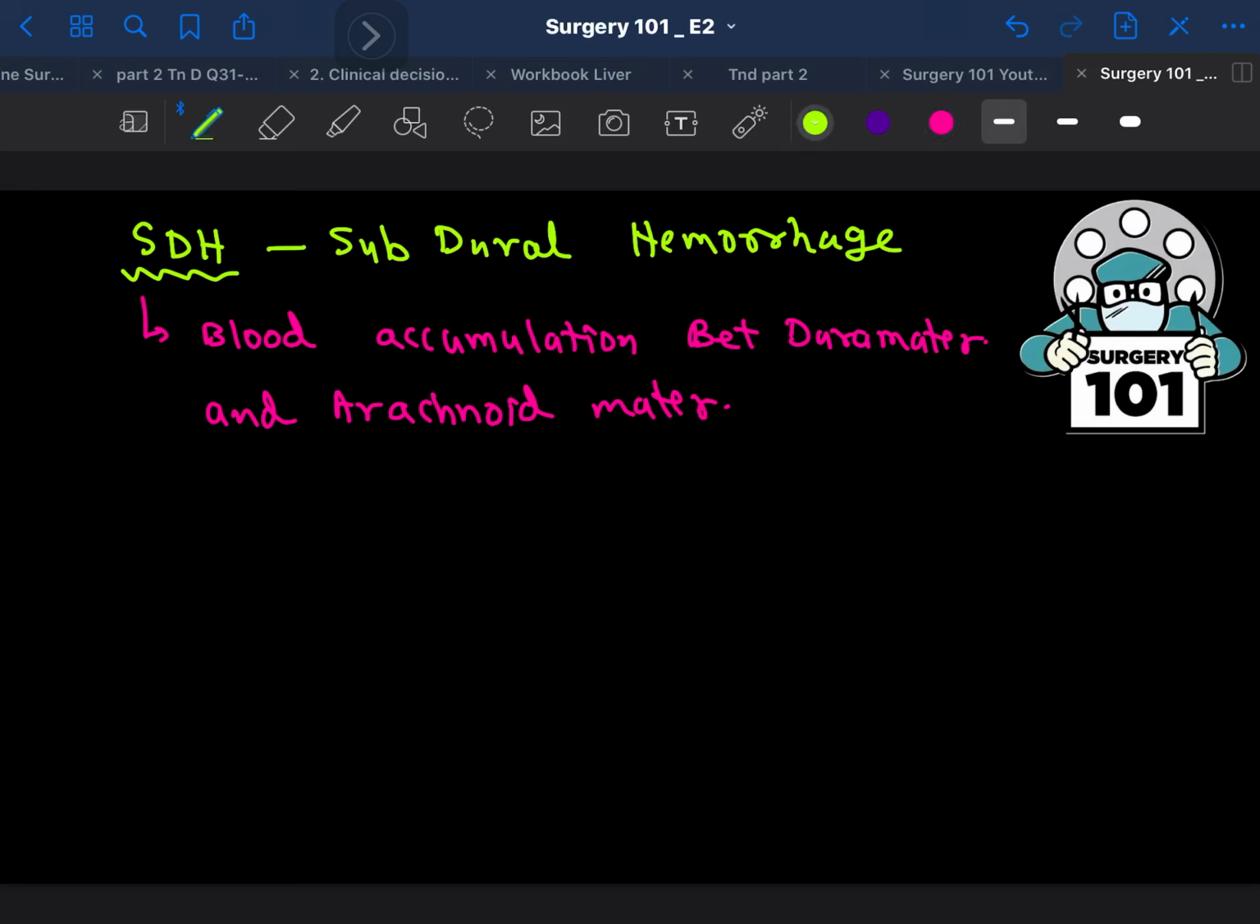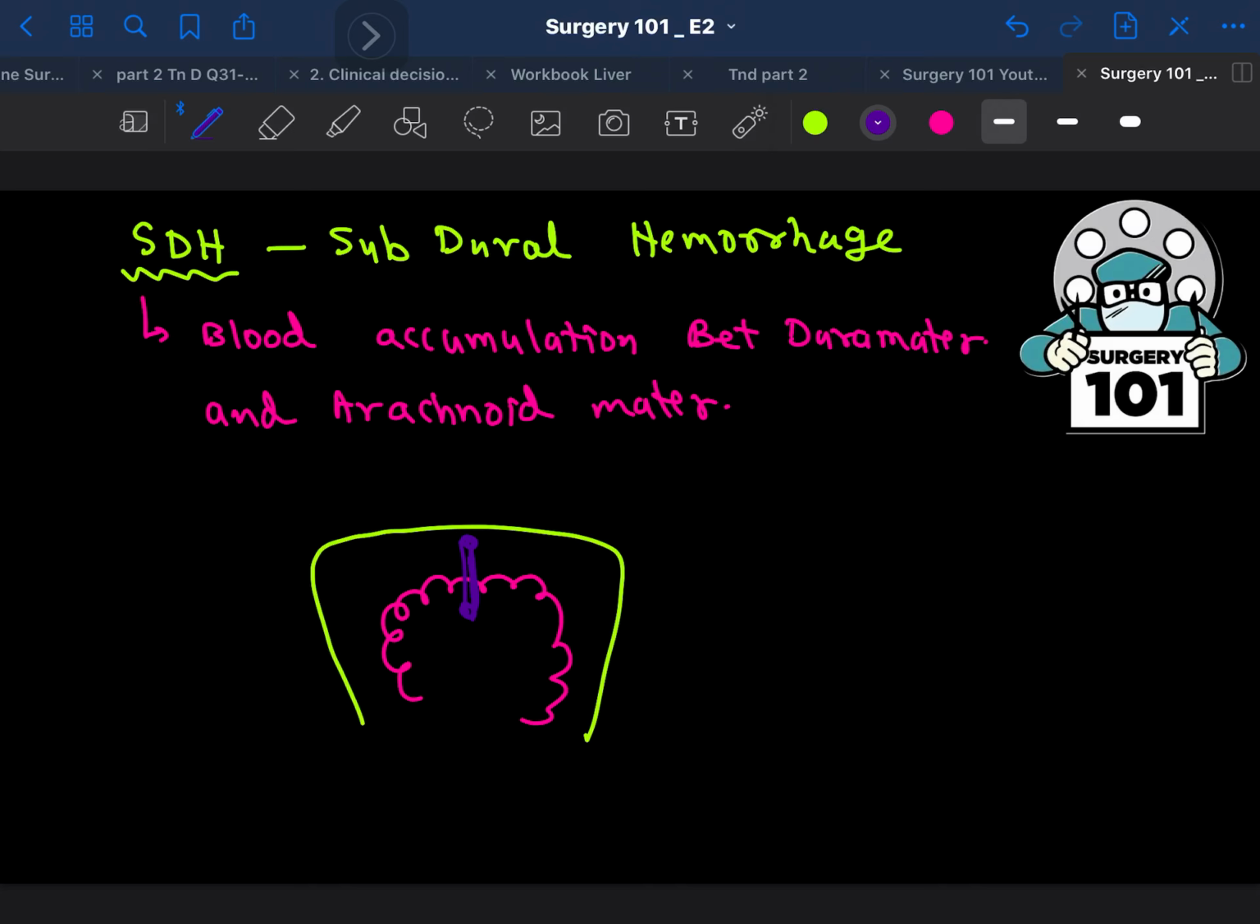So what you actually have is a cranial cavity like this, and inside the cranial cavity you have the brain. You have the brain parenchyma over it. And what else do you have? You have the bridging veins. So there are bridging veins which are present.